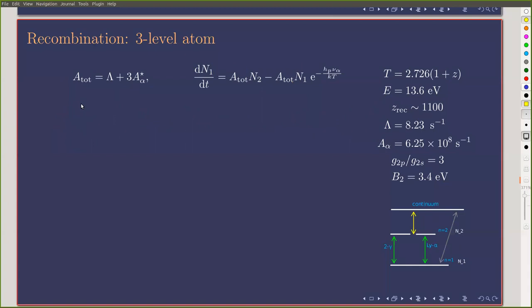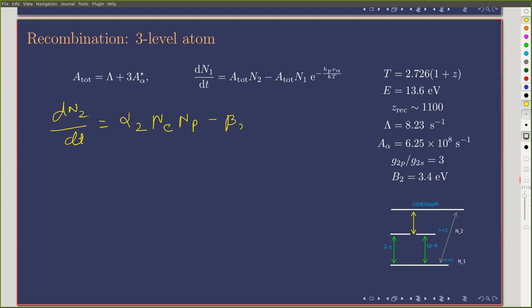Then we can write a similar equation for the evolution of the first excited state. So for that we have this, the recombination coefficient to only the first excited state, so to only n equals 2 state, times the number density of electrons and number density of protons. Number of electrons and number of protons, these are not number densities, because number density will be a function of redshift, so we are just writing numbers.